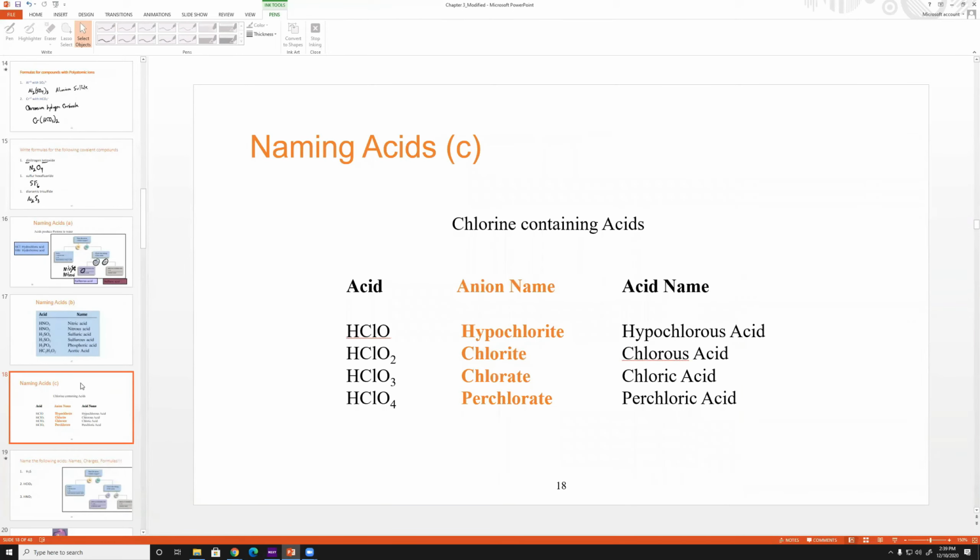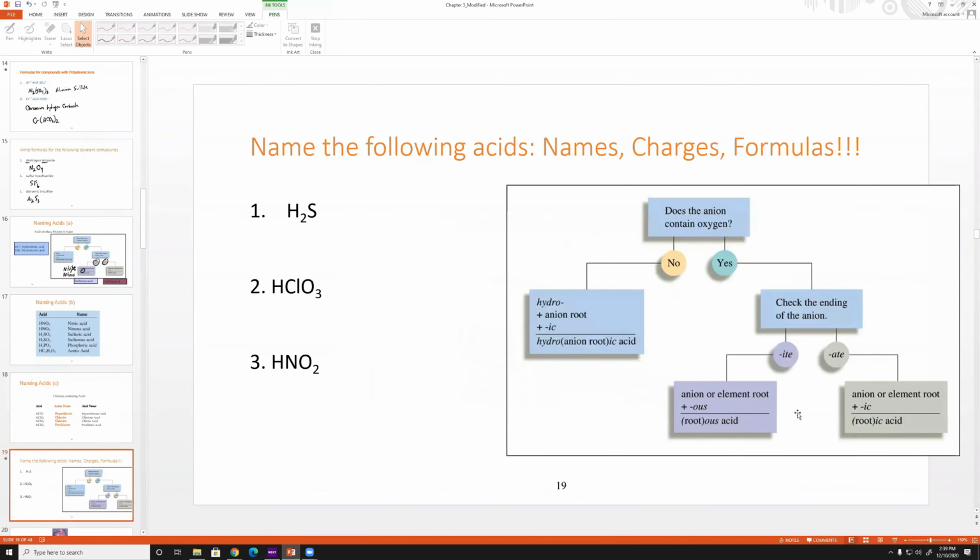So we can look at some examples here with the chlorates and chlorites, where if we turn hypochlorite into an acid, the ITE turns into OUS. It would be hypochlorous. The chlorite with an H in front of it would turn to chlorous. The chlorate would turn to chloric. And then the perchlorate would turn to perchloric once you add these hydrogens in the beginning. So that's basically how you name acids.